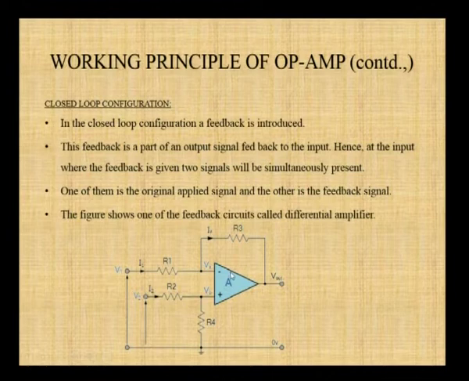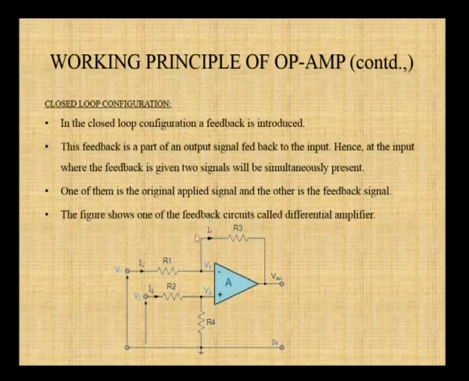This is one of the examples of closed loop configuration, and here the voltages are given to both the negative terminal as well as the positive terminal, and the magnitude of the voltages are compared. The difference is calculated, and this difference is going to be amplified at the output, since it is a differential amplifier circuit. And we all know that if the feedback is given to the negative terminal, it is said to be a negative feedback circuit, and if this feedback is given to the positive terminal, it is said to be a positive feedback circuit.